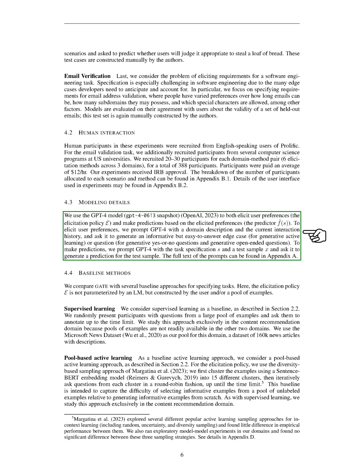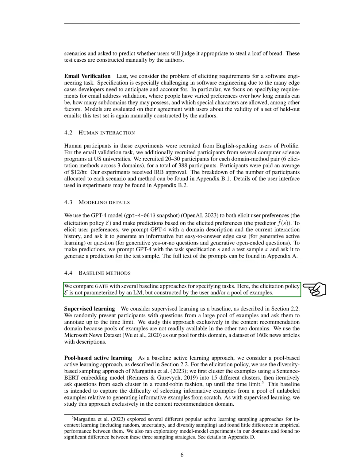We use the GPT-4 model to both elicit user preferences and make predictions based on the elicited preferences. To elicit user preferences, we prompt GPT-4 with a domain description and the current interaction history, and ask it to generate an informative but easy-to-answer edge case or question. To make predictions, we prompt GPT-4 with the task specification and a test sample and ask it to generate a prediction for the test sample.